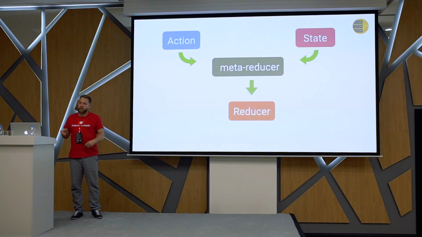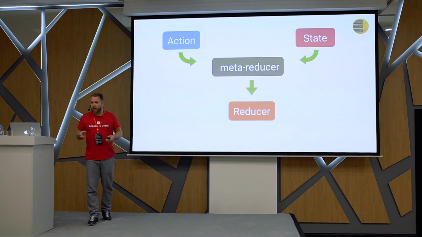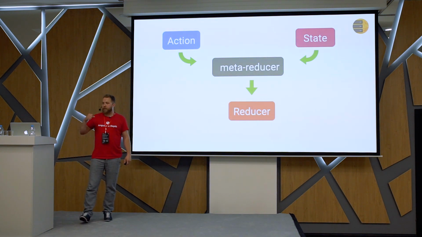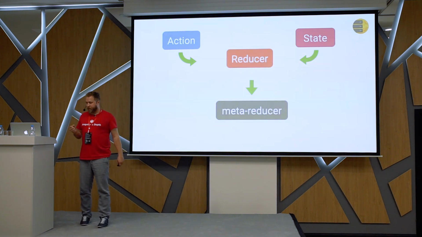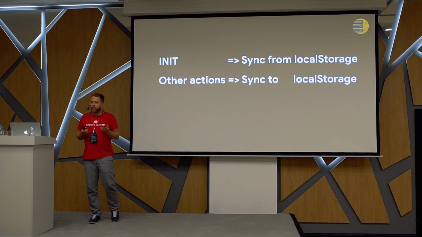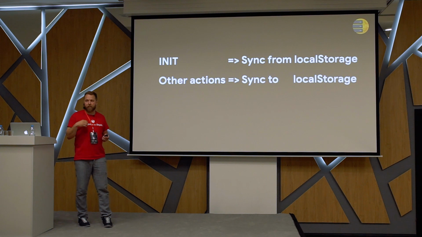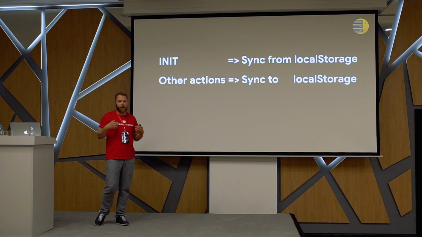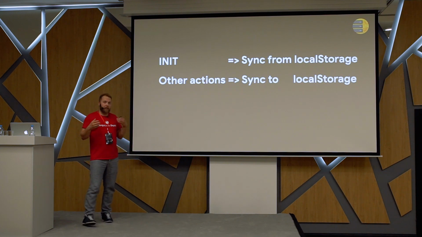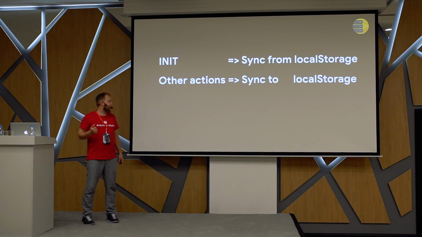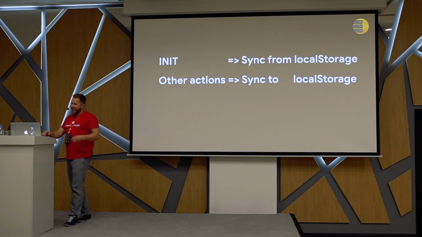Well, NgRx has something called a meta reducer. And this reducer can do things to the data just before it hits the reducer or just after. And what we do is on the initial load, we sync from local storage and check if anything's there. If something's there, we then hydrate our UI with this. And on all the other actions, we can sync back to the local storage. So it's very simple.